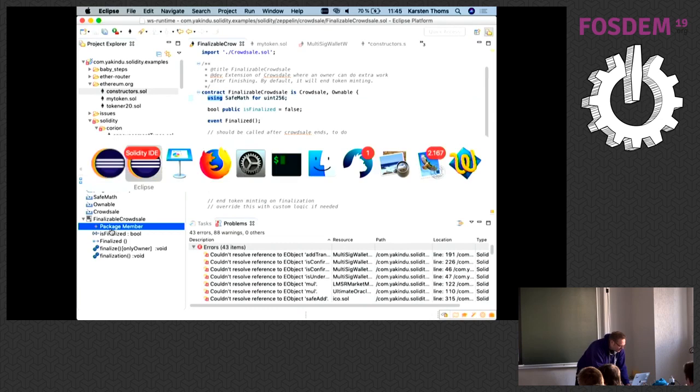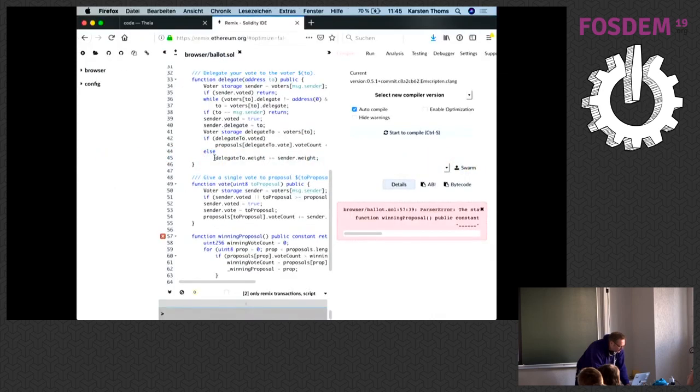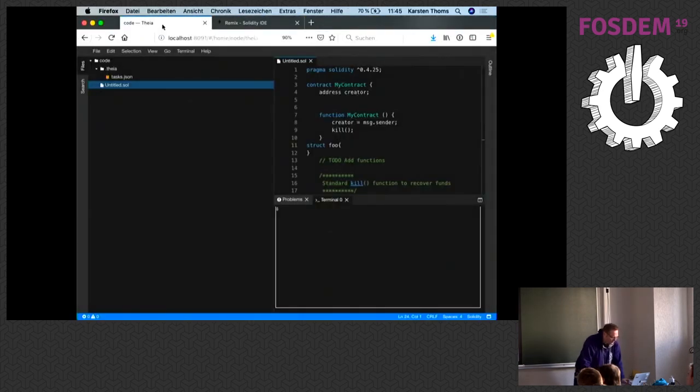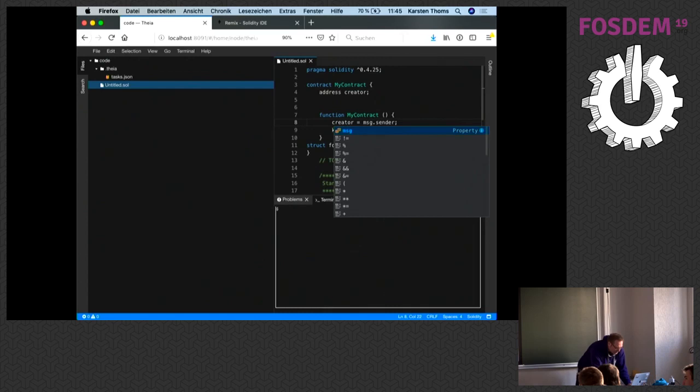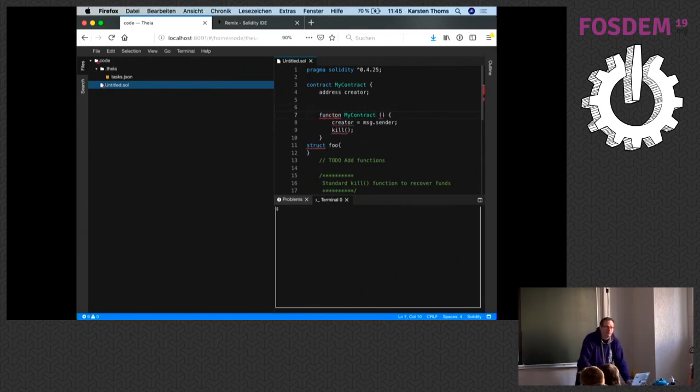Now let's have a look at the language server. So we saw already that it's working in Eclipse. And now let's look at Theia. So this is now a browser IDE. You could deploy this on the web. And you have the same things that you're used to from the Eclipse editor. So it proposes what you can do here. It reports when you're writing something wrong.